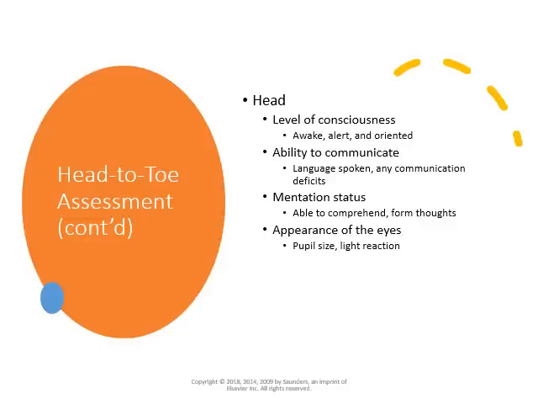When we are assessing the patient's ability to communicate, we want to assess their primary language spoken or languages spoken and any communication deficits. When assessing their mentation status, assess their ability to comprehend and whether or not they can form thoughts. And also, assessing the appearance of eyes, we're going to look at pupil size and light reaction.